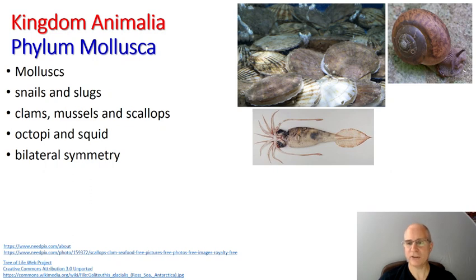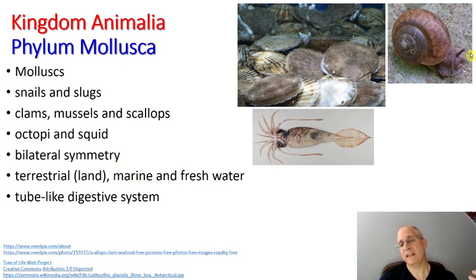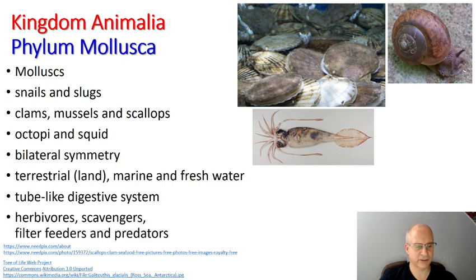They do have bilateral symmetry. You find them in a terrestrial environment on land, like the snail and some slugs. Not all snails are on land, but some of them are. Some of them are marine, they live in salt water. Some of them live in fresh water. They have a tube-like digestive tract, so there's an opening at the mouth for bringing stuff in and an opening at the anus to get rid of undigestible material.